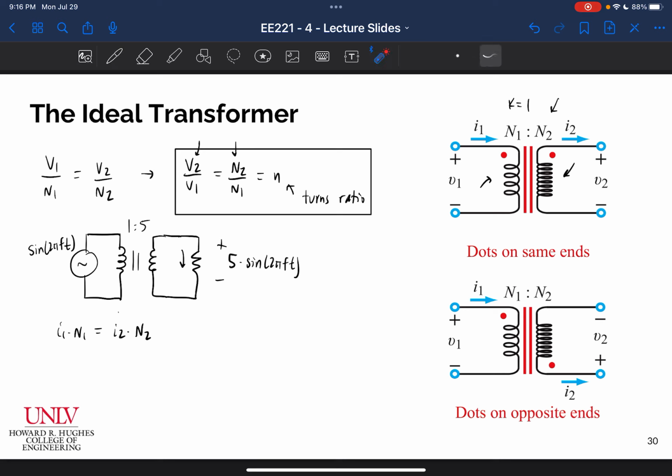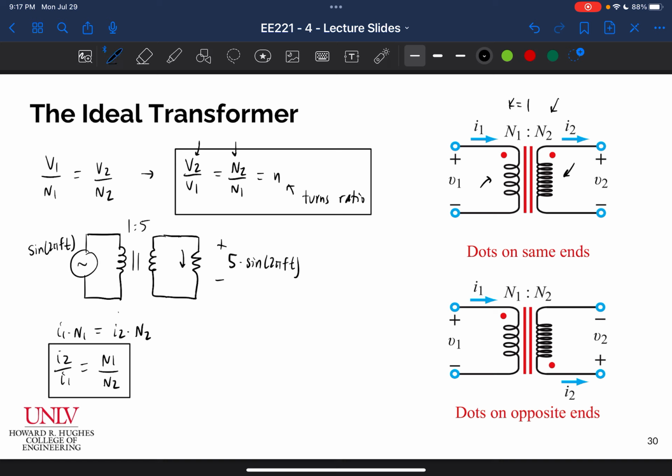That's kind of your proof that a current into the dot here forces a positive current out of the dot here. So the way that they're defining the current is they're defining a current in and a current out of the dot on either side. And so you get this expression here, I1 times N1 equals I2 times N2. And if we rearrange this, we get that I2 over I1 is equal to N1 over N2. So it actually has the inverted relationship from what the voltage is doing. And there's a reason for that.